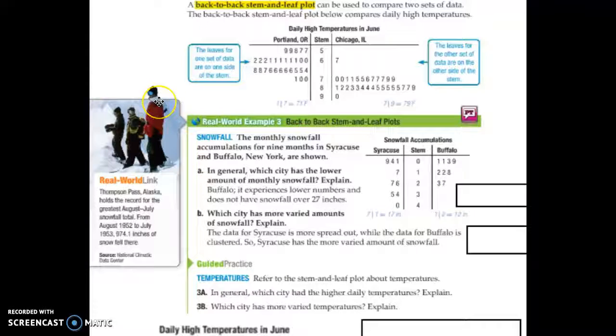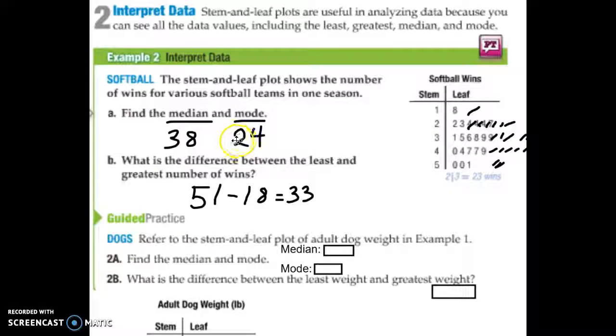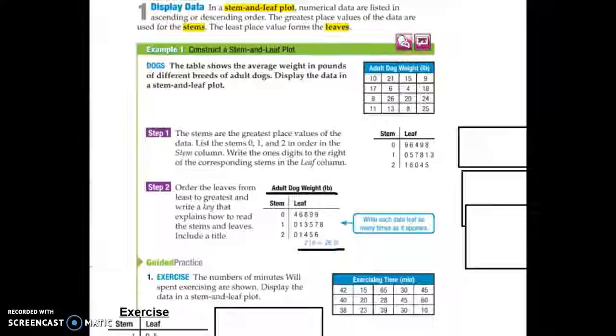Alright, so there's some things we can use stem and leaf plots for. We can do back-to-back to compare them. We can also make our own. We can also find the mean, median, mode, the difference of the lowest and highest, which is actually called the range. So all sorts of things we can do.